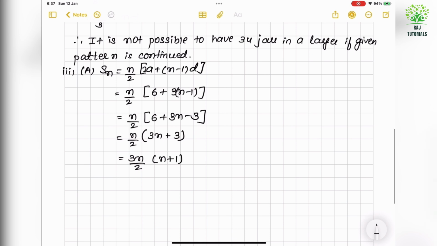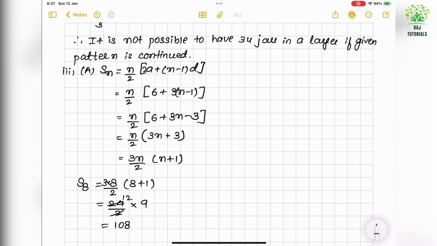Now he has asked me S8. So S8 will be 3 into 8 upon 2 into (8 plus 1). So 24 by 2 into 9. 12 nines are, so that will be 108.